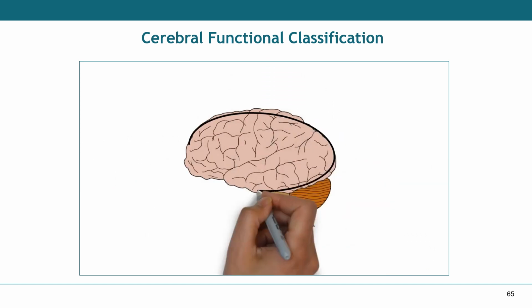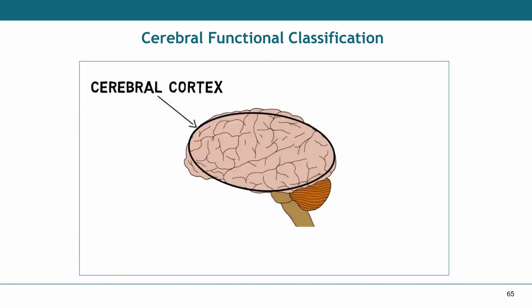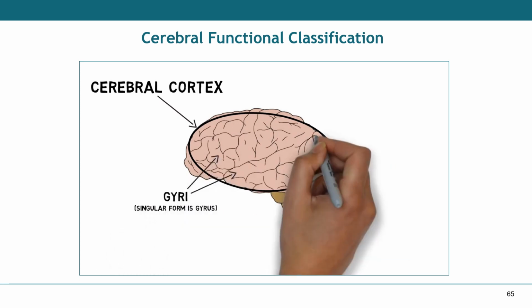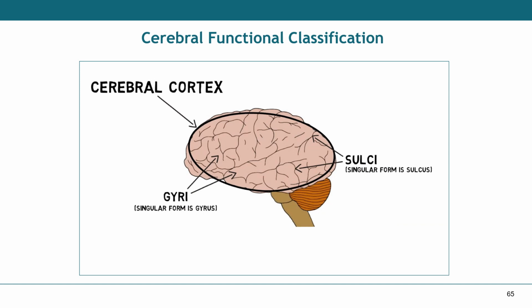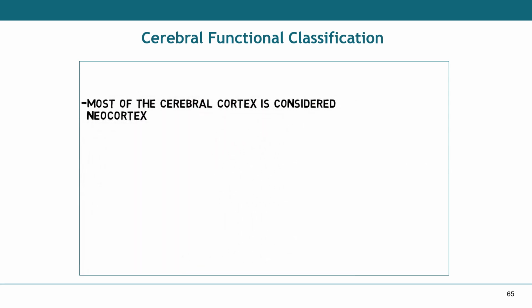The cerebral cortex is the outermost layer of the brain. It is primarily made up of gray matter that is extensively folded, forming ridges called gyri and grooves called sulci. The folding substantially increases the surface area of the cerebral cortex, making room for more neural components. Most of the cerebral cortex in humans is classified as neocortex, which is so named because it is thought to have appeared relatively recently in vertebrate evolution.